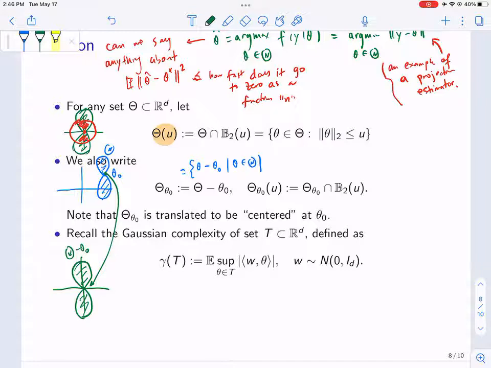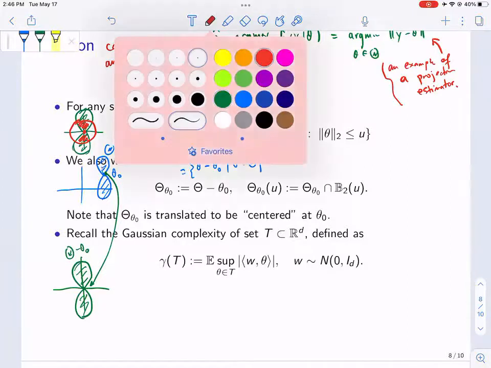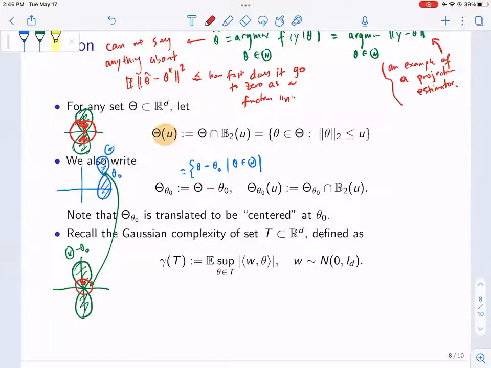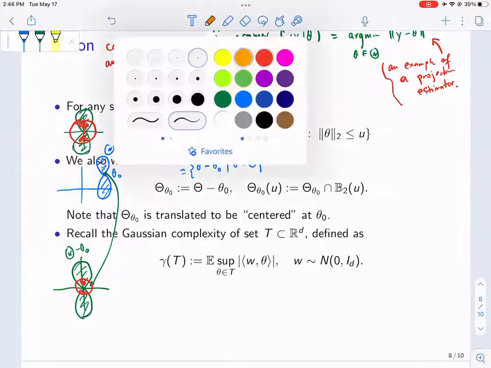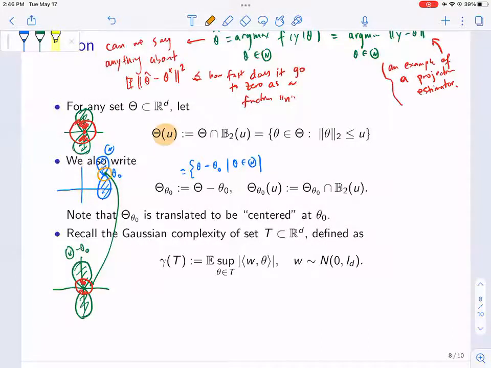Then I'm going to take the intersection with a ball. So what I'm doing is effectively looking at the neighborhood here. You can think of it as a neighborhood of radius u around the point theta naught, but I'm shifting everything to the origin because that would be simpler. So this is the notation: a neighborhood of radius u around theta naught. It's a lot of notation for something which is quite nice, but that's the meaning of the notation we use.